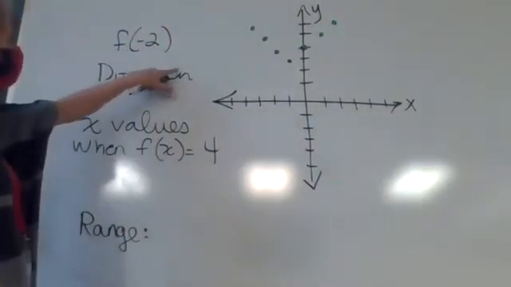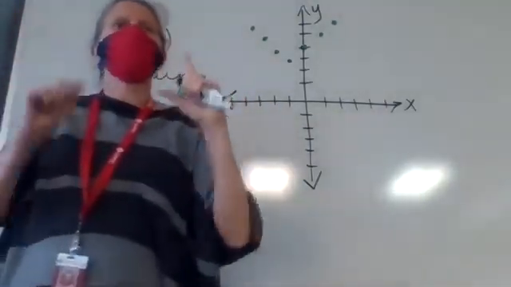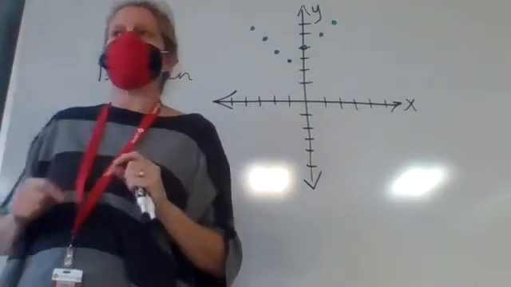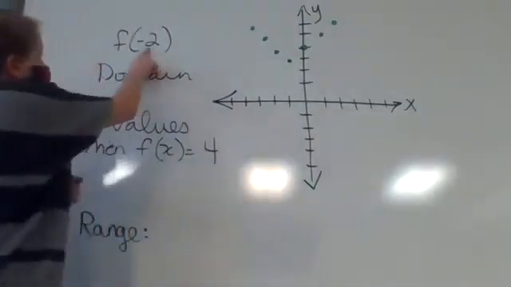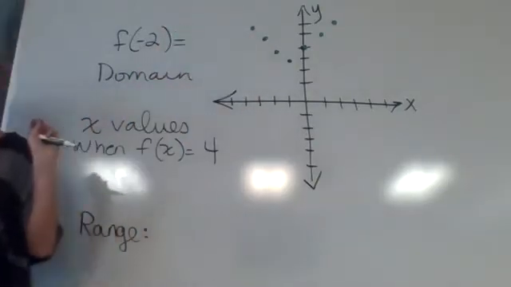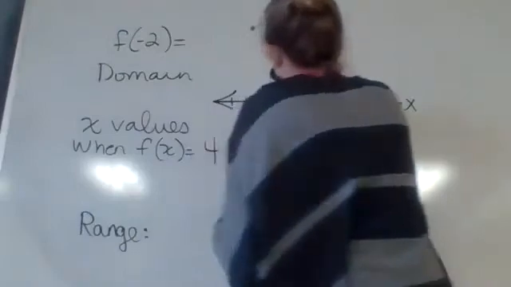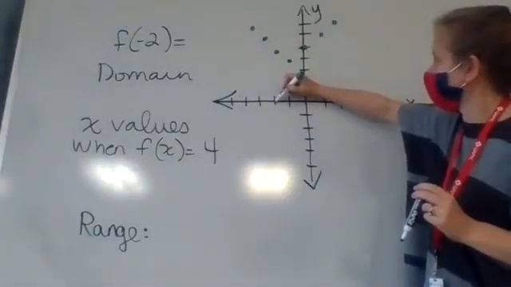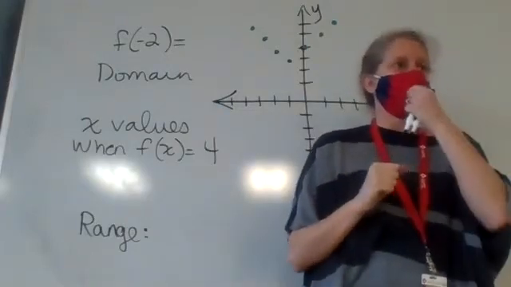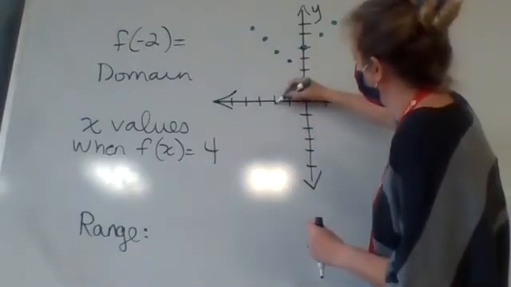Now, this first part of the problem says find f of -2. If there's a number in the parentheses by the f, that is an x value. Instead of saying f of x, it says f of -2, which means this is the x. So what is happening in this picture when x is negative 2? Here's where x is negative 2, right? What does x being negative 2 tell you to do? Go left 2.